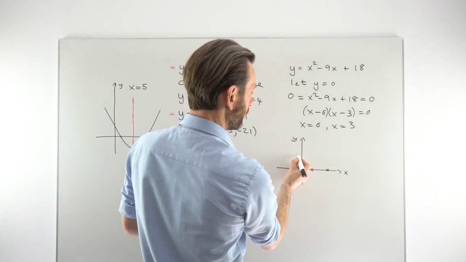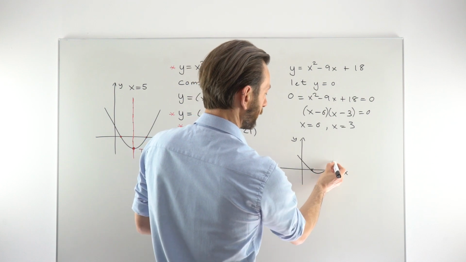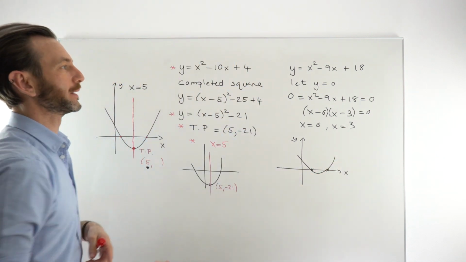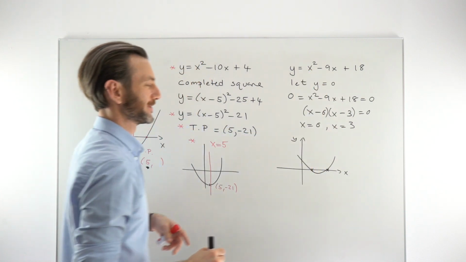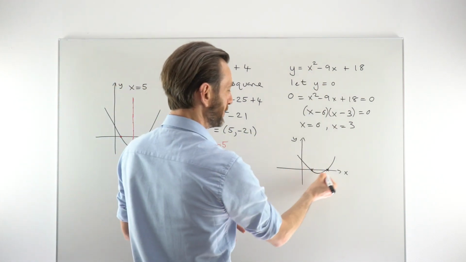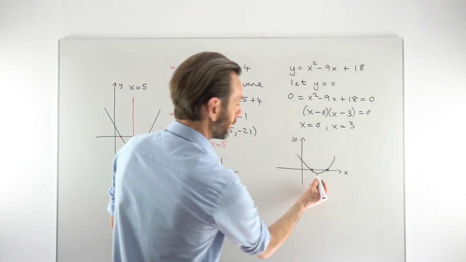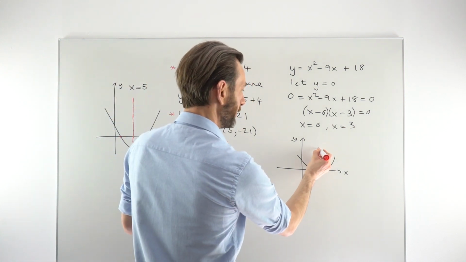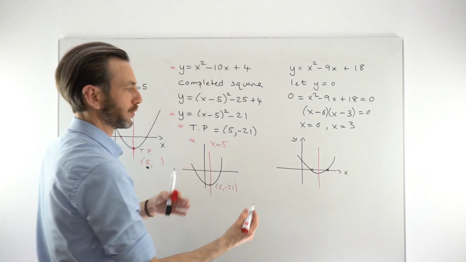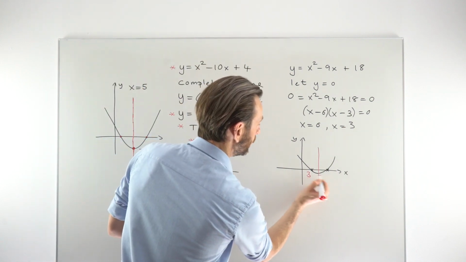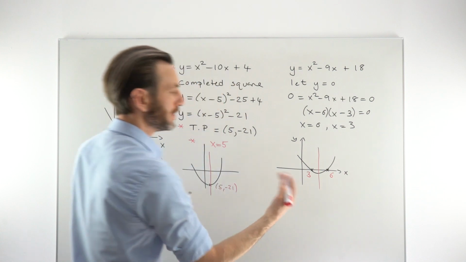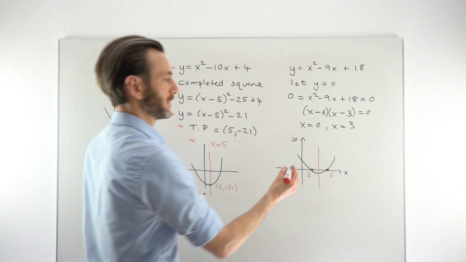The quadratic's got an x squared term, so the parabola would have a minimum turning point like this. We don't really need to figure out the turning point this time, because it's good enough just to know the roots. So this root was at 3, this root was at 6. In the middle of those is going to be the line of symmetry.